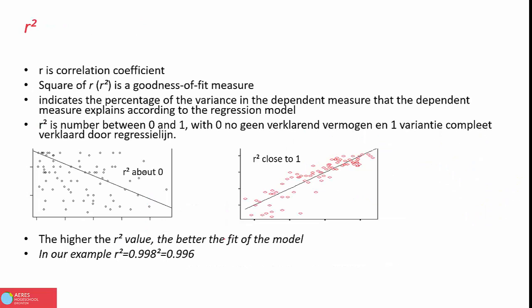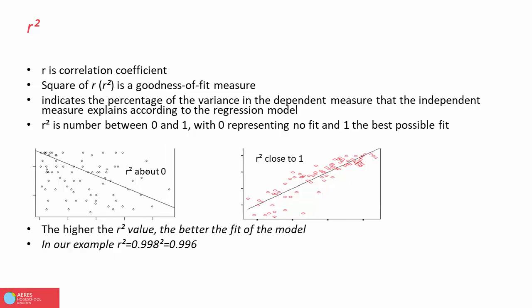Now, from our correlation coefficient R, we get to the R squared. And this R squared is a measure of the goodness of fit of our regression model, of our line. How well does it fit to our data? So in essence, the R squared value, which is a value between 0 and 1, represents the percentage of variance in our dependent measure that our independent measure explains according to our regression model.